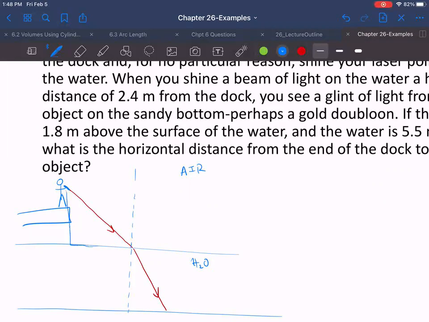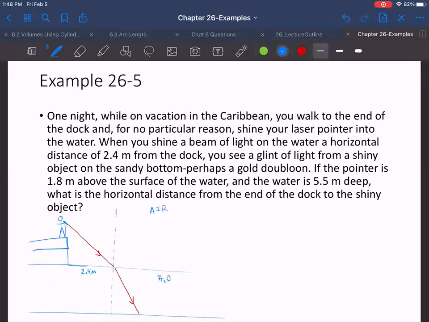And so we know that this distance here is 2.4 meters. The pointer is 1.8 meters above the surface of the water. And the water is, if we come right down to here, let's make this triangle here, 5.5 meters deep. What we want ultimately is to find this distance here and add it to the 2.4. So if we look at this, this is theta 1, this is theta 2. What we need is the index of refraction of water. We'll come back to that.